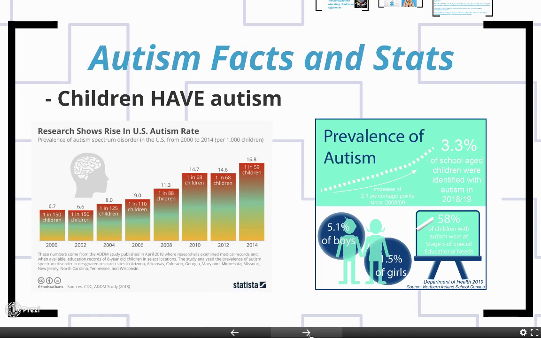Some facts about students with autism are that people have autism, they are not autistic. This can be confusing because we do not want the student to think that autism defines them, but rather that they are in control. A study done by Richer on the left shows that the number of children that have autism has continuously climbed over the years. The statistic on the right, done by the Department of Health, shows that 5.1% of boys and 1.5% of girls have autism, meaning that boys have a higher chance of having autism.